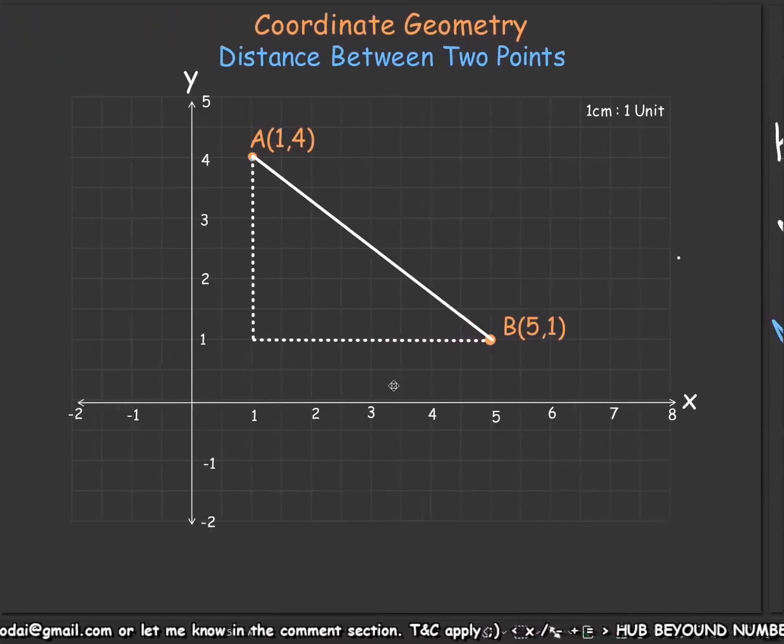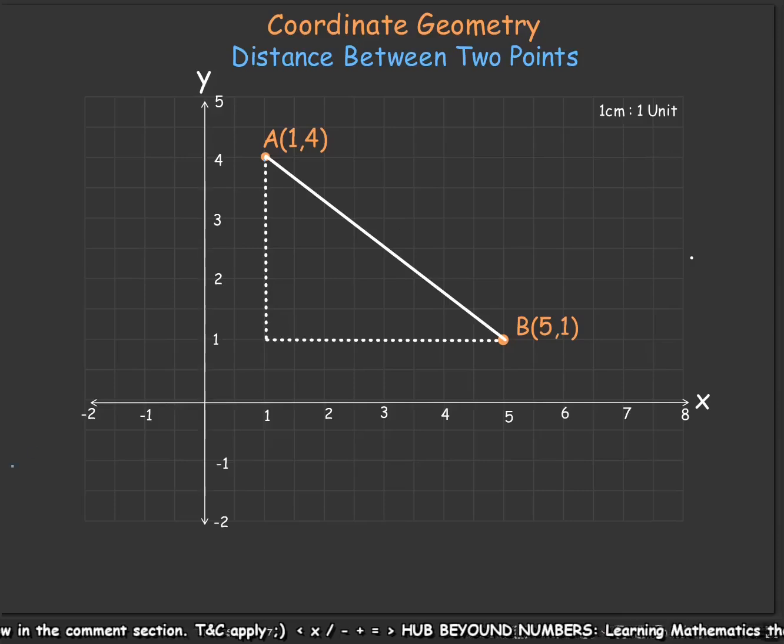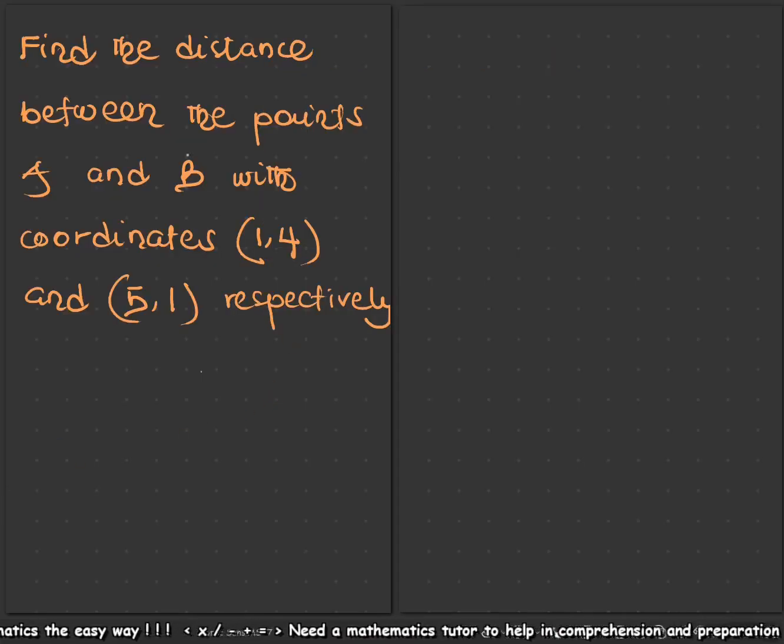So earlier on, we measured this and we said the distance was what? It was 5. So let's take these points and test to see if the formula we are studying would also work for it as well. Our first question here says you have to find the distance between the points A and B with coordinates (1, 4) and (5, 1) respectively. So first of all, let's quote our formula. Since it is A and B, it simply means we are looking for the magnitude of AB.